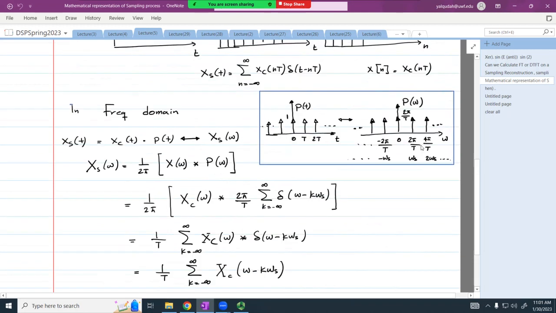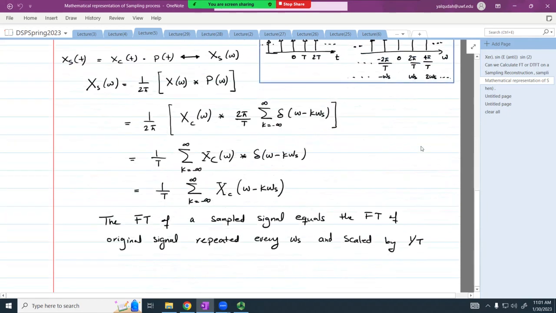Okay, so in the previous class, we looked at the sampling theorem, and we looked at the math, and we got the expression for the sampled signal. And we said the Fourier transform of the sampled signal is equal to 1 over T, the summation of X_c(ω − kω_s). What does this mean? It means we're going to have replicates of X_c, the Fourier transform of the original signal, repeated every ω_s, and it's going to be scaled by 1 over T. Good.